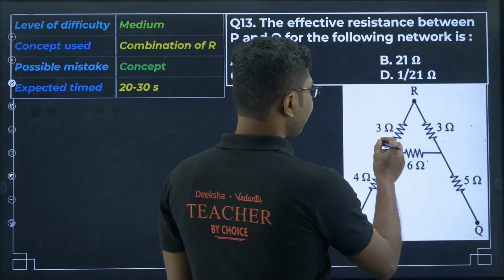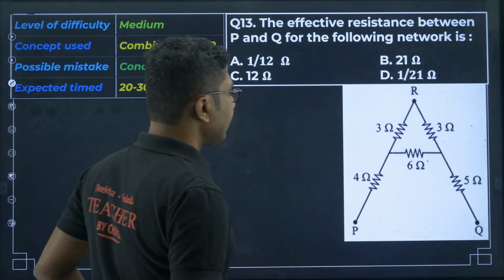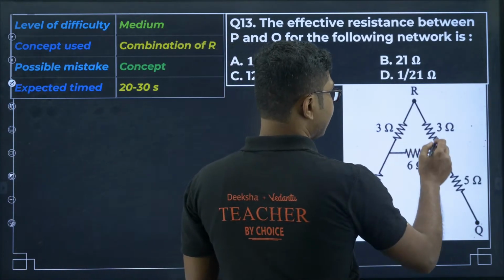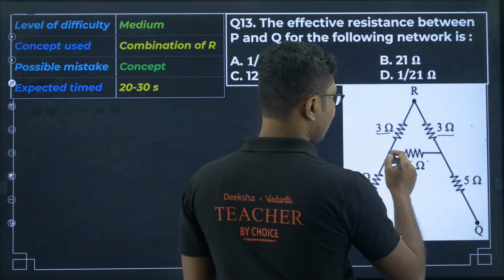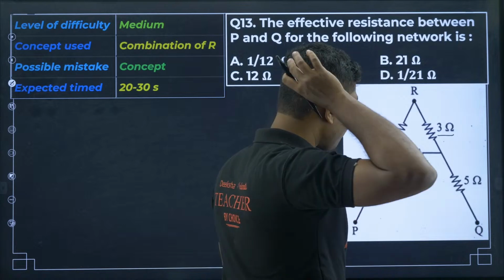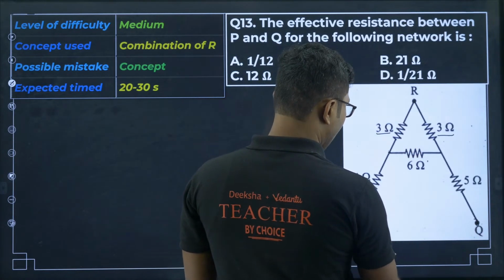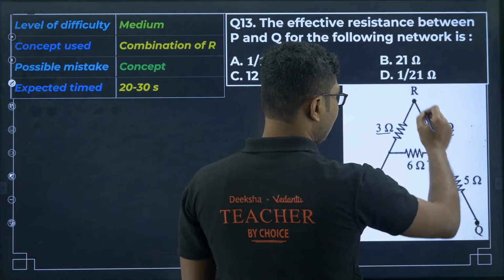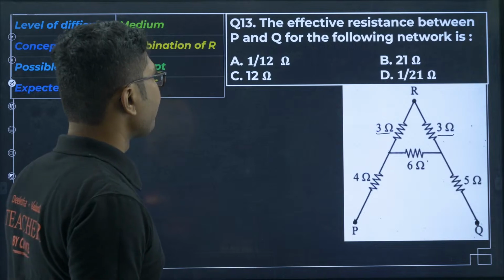So here we have two resistances, right, 3 ohm and 3 ohm. Now if you start here, first of all you have to identify which point we are finding. We are finding between P and Q. So current will flow through all the resistances, you cannot skip any one of them, okay.